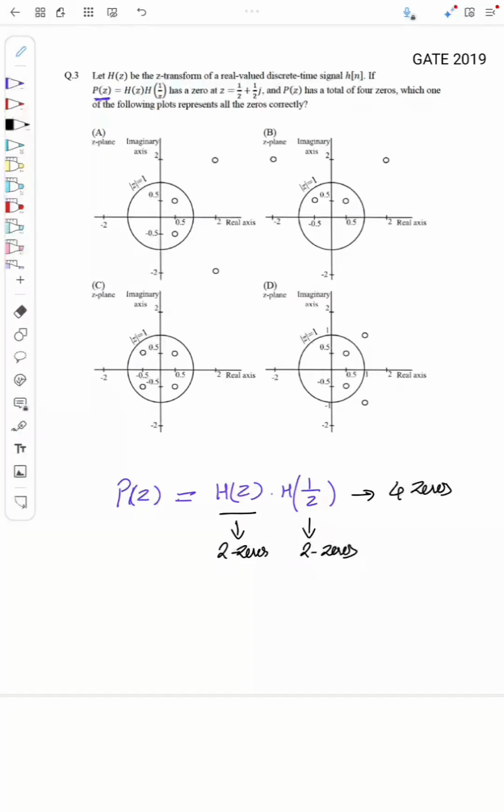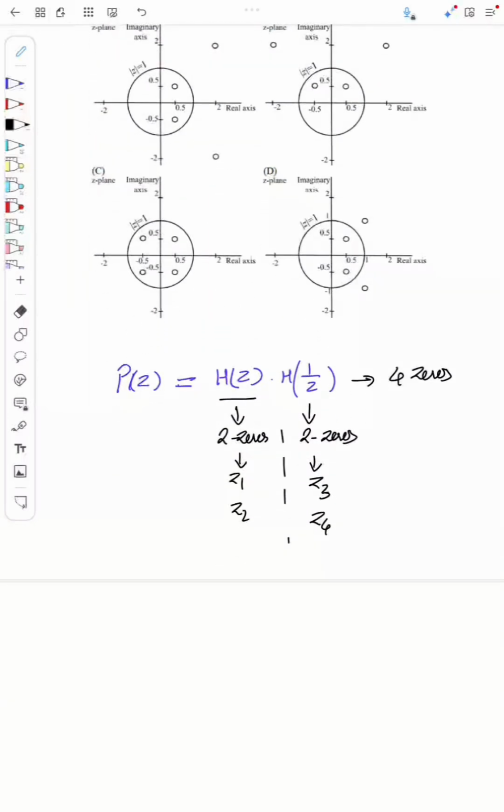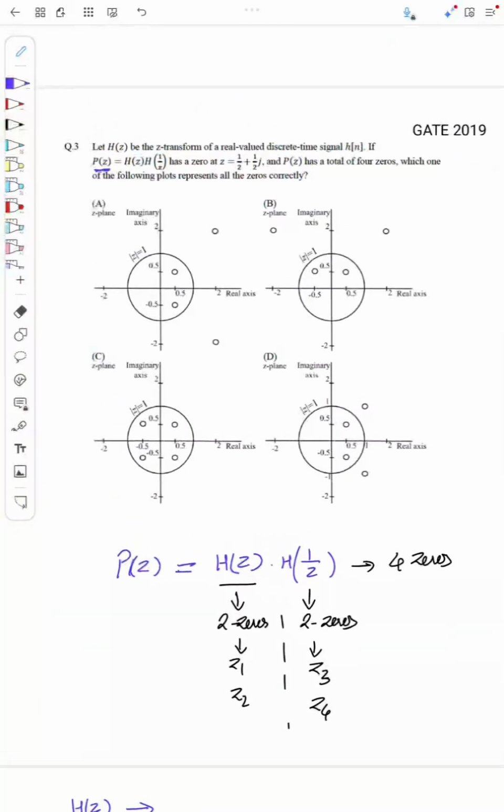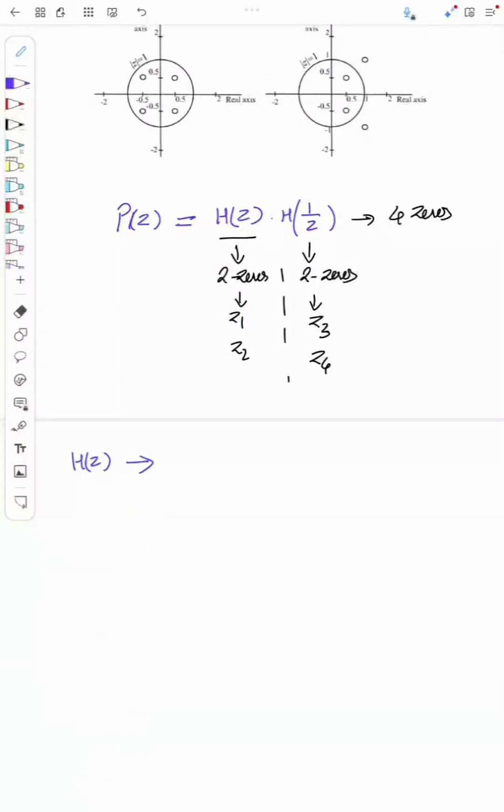So for example, let H(z) have zeros z1 and z2, and H(1/z) will be having the zeros z3 and z4, right? So we need to find what is z1, z2, z3 and z4. That's it. Okay, so let us take the H(z). Given P(z) is having 4 zeros, and one of the zeros is z = 1/2 + 1/2 j. So let that be the zero of H(z) itself. So z1 = 1/2 + 1/2 j, right?